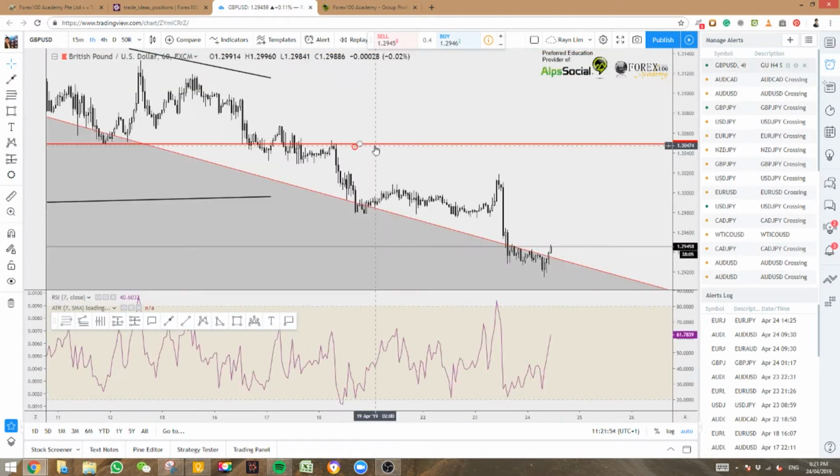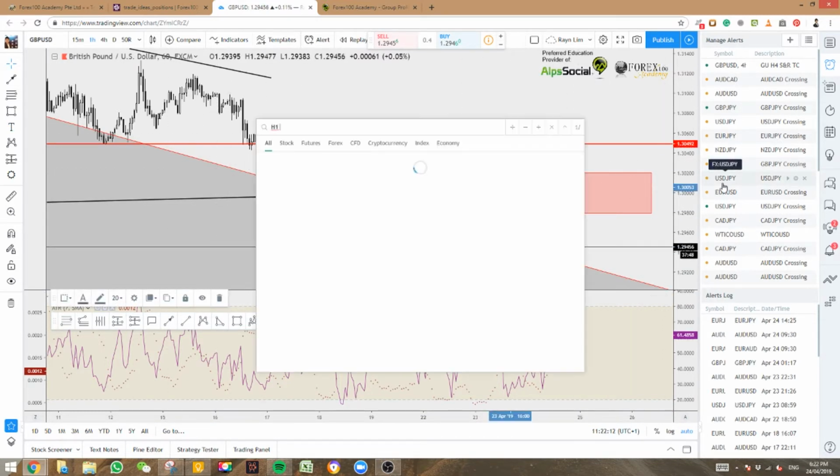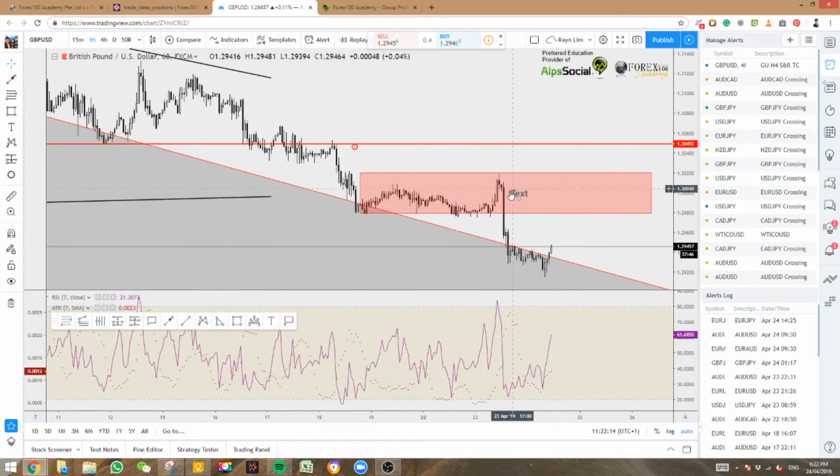Head down to the 1 hour chart. On the 1 hour chart, contrary, if you are looking for a selling opportunity, the selling price is much lower, which is this block over here. So I always write marking H1 sell zone.